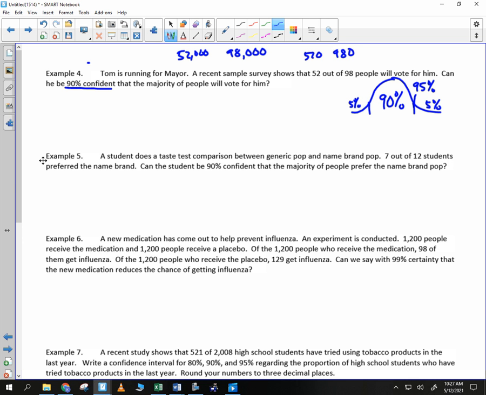Check your chart. I'm looking at my z-table. If I want 95%, am I looking on the positives or the negatives? Looking on the positives. 1.645.